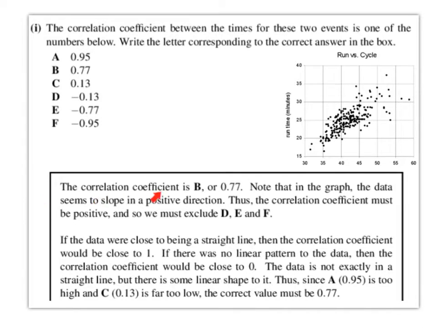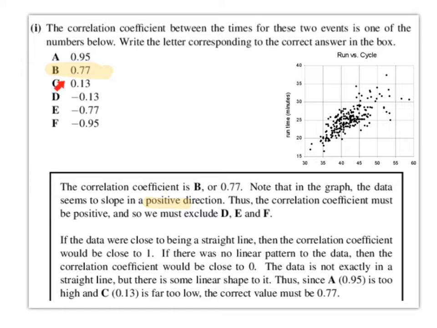So the correlation coefficient is B, or 0.77. So we choose B, 0.77. Note that in the graph, the data seems to slope in a positive direction. So that means the data is going uphill. It seems to be following an uphill slope or an uphill line. So it's not going downhill. It's going uphill, so positive.